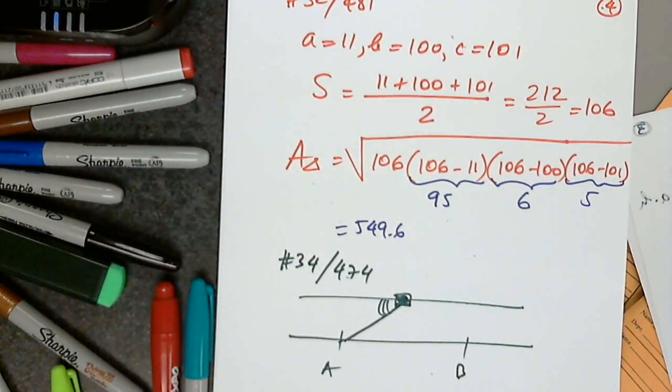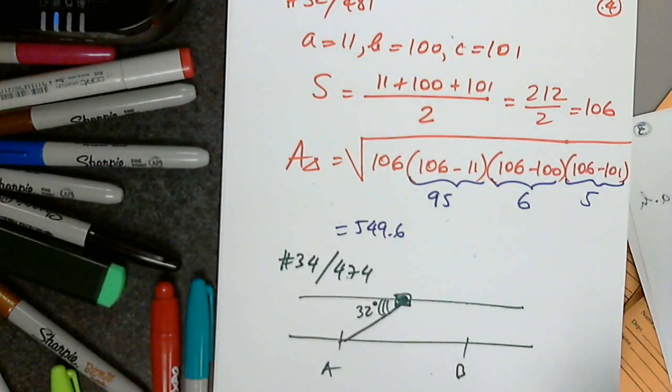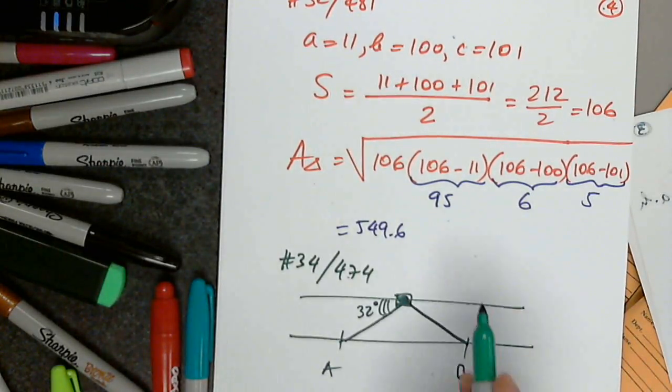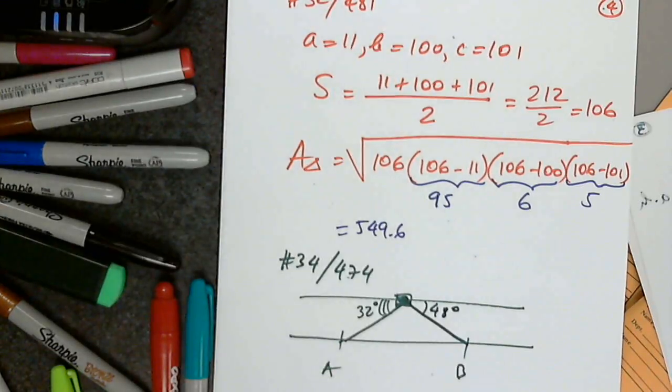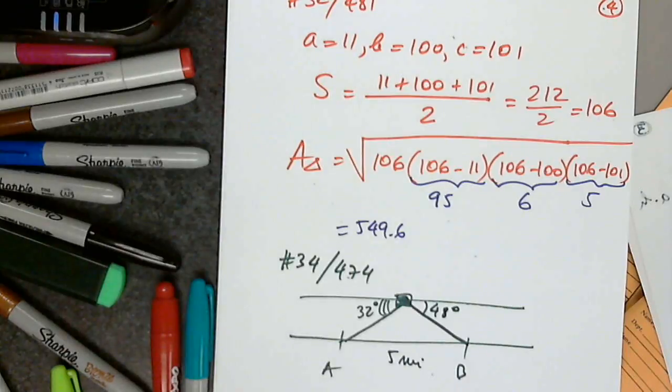Remember the idea. From the eye level up, angle of elevation, and from the eye level down, angle of depression. So 32 degrees, and 48 degrees. And we are told that the distance between the mileposts is 5 miles. Find the distance of the plane from point A.